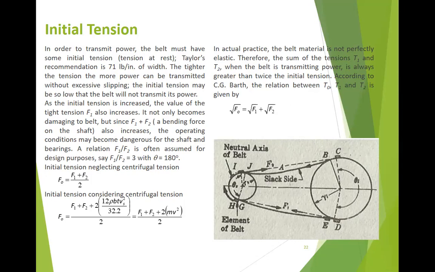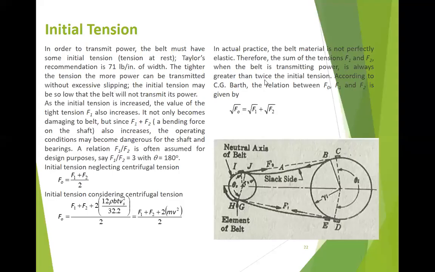In practice, the belt material is not perfectly elastic. Therefore, the sum of tensions T1 and T2 when the belt is transmitting power is always greater than twice the initial tension. According to C.J. Bath, the relation between T sub O and T sub 1 and T sub 2 is given by square root of F sub O equal to square root of F sub 1 plus square root of F sub 2. Pag-change ko lang yung T sa F. So, this is now the initial tension.